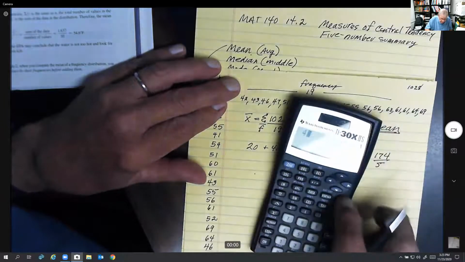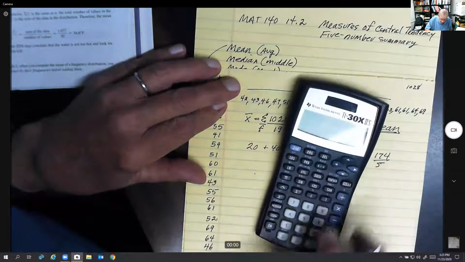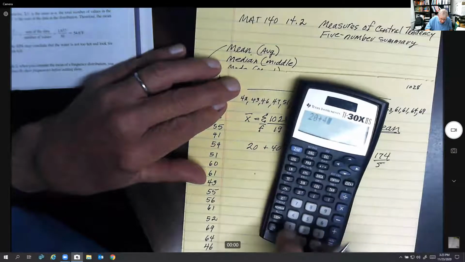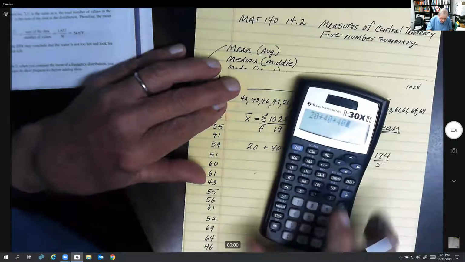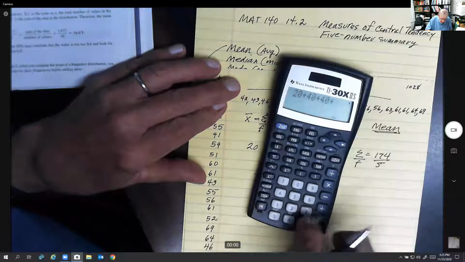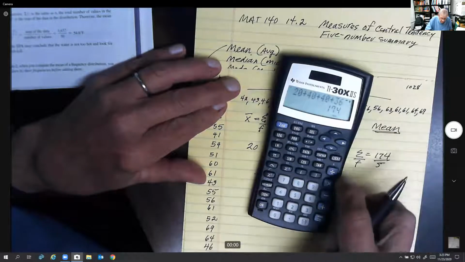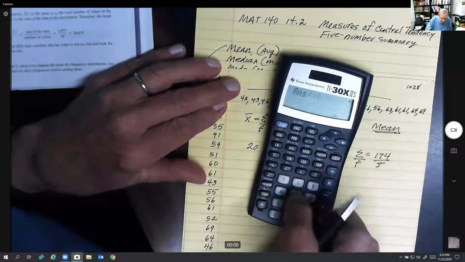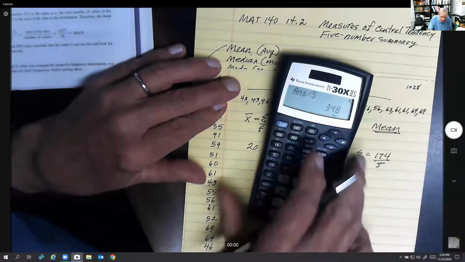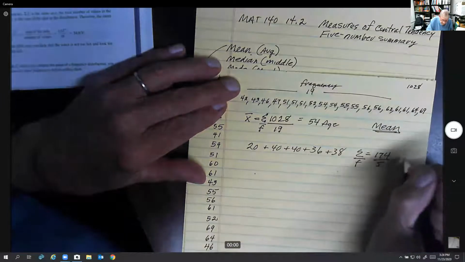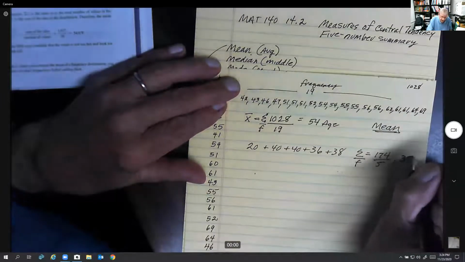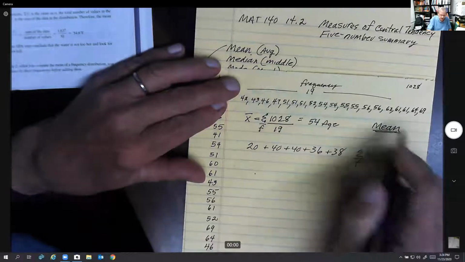I don't know what happened. Let's try it again. 20 plus 40 plus 40 plus 36 plus 38 equals 174 divided by 5. 34.8, or rounded off to 35. You need a 36, so this would be a B plus.